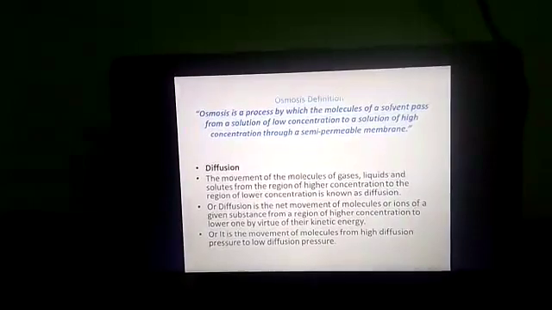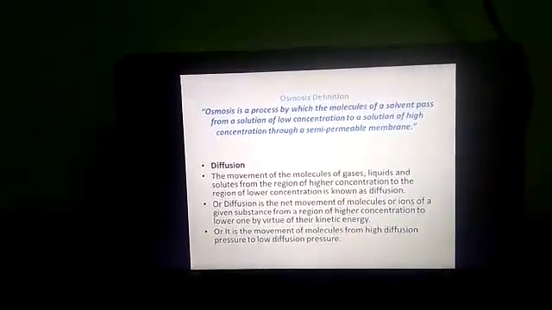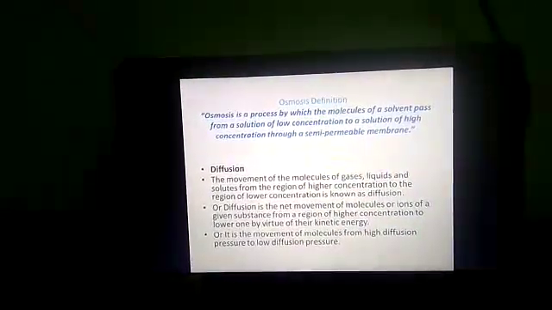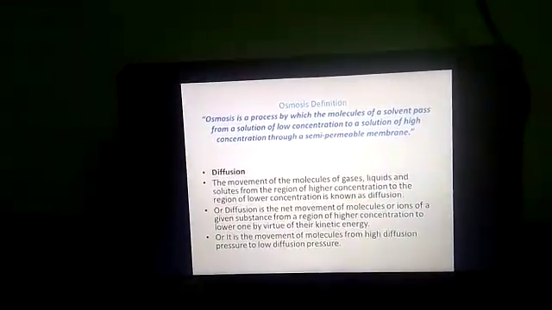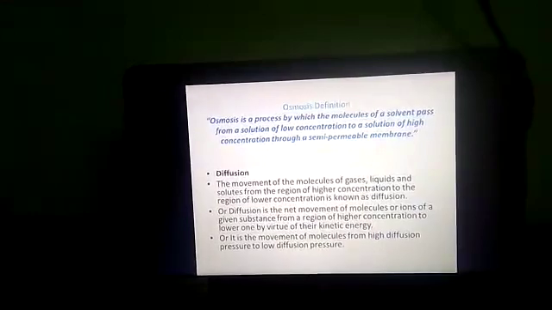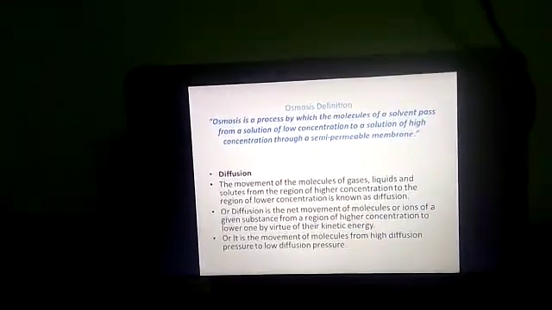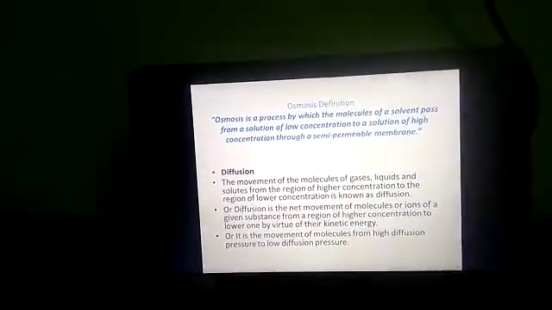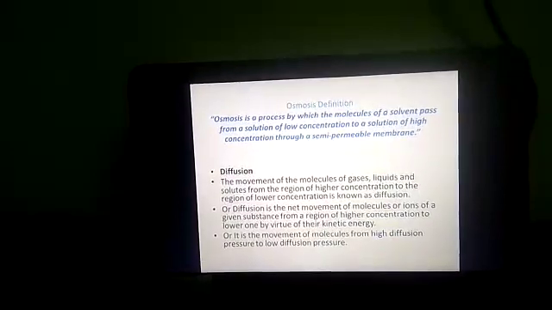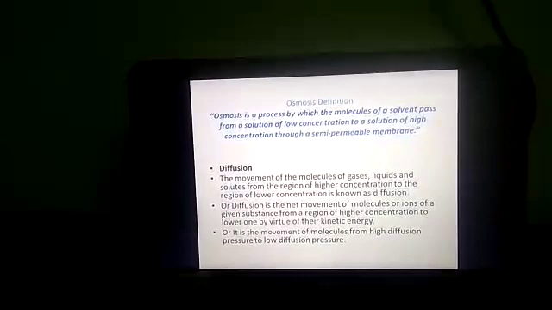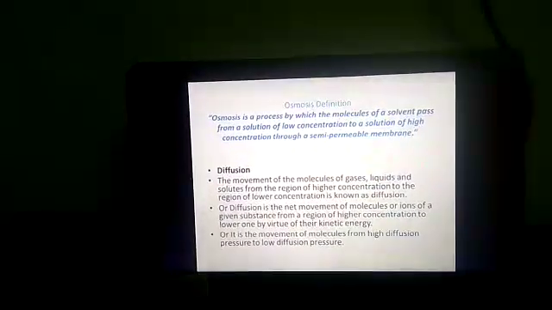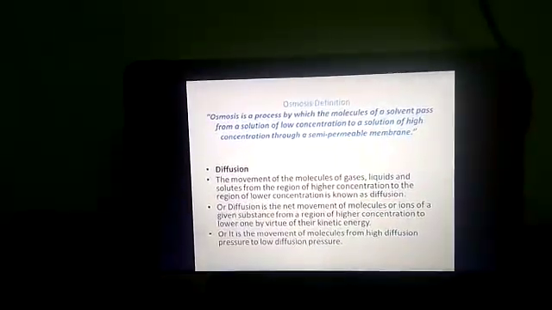See, the definition of osmosis: osmosis is a process by which molecules of solvent pass from a solution of low concentration to a solution of high concentration through a semi-permeable membrane. So once again, osmosis is a process by which the molecules of solvent pass from low concentration to high concentration through a semi-permeable membrane.